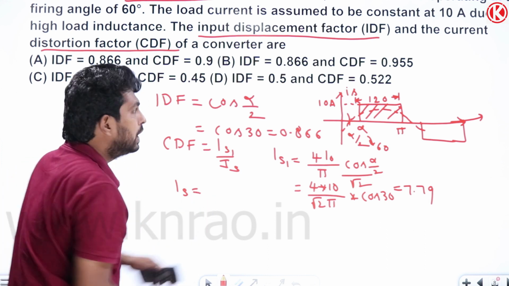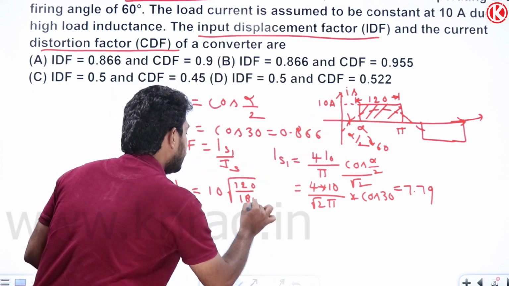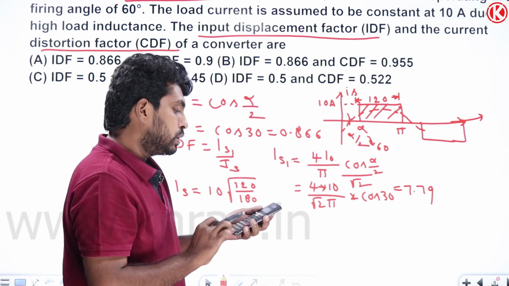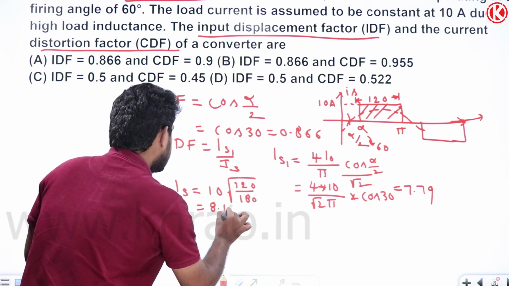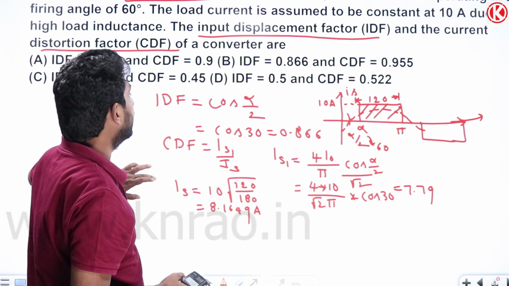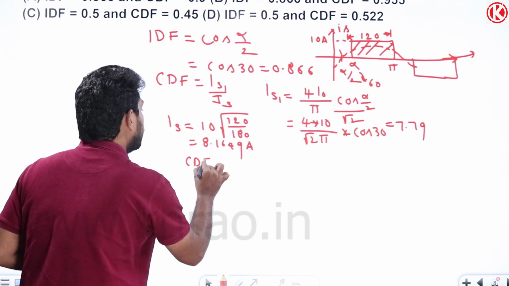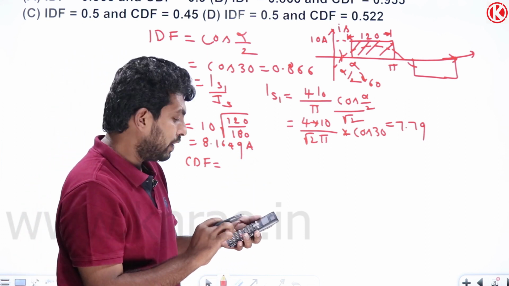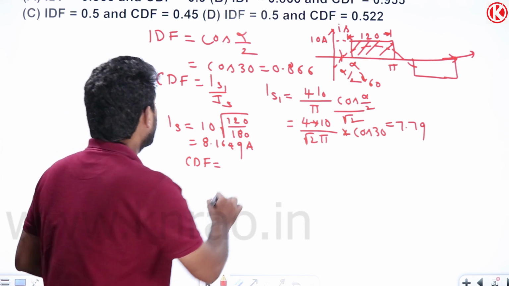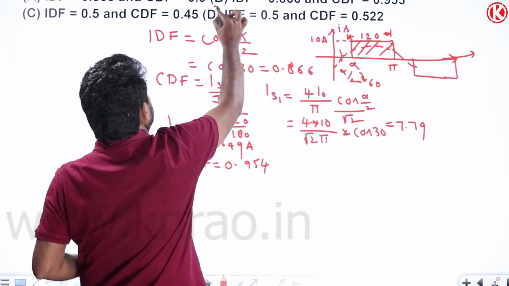IS RMS is equal to 10 amperes into the square root of (pi minus alpha) divided by 180, that is 10 into the square root of 120 divided by 180, so 12 by 18. It will be 8.1649 amperes. Now we got the IS value, and IS1 RMS. From this we can find the current distortion factor, which is IS1 by IS, equal to 7.79 divided by 8.1649, which is equal to 0.954. So option B is the correct option.